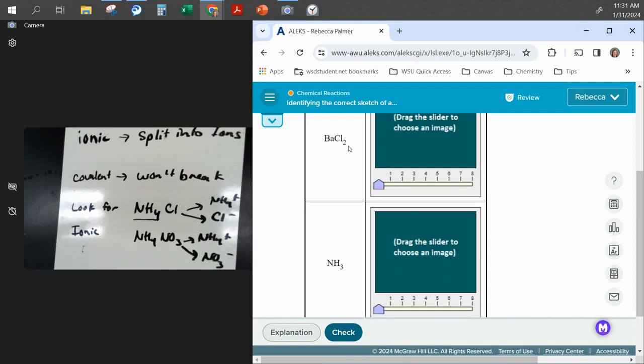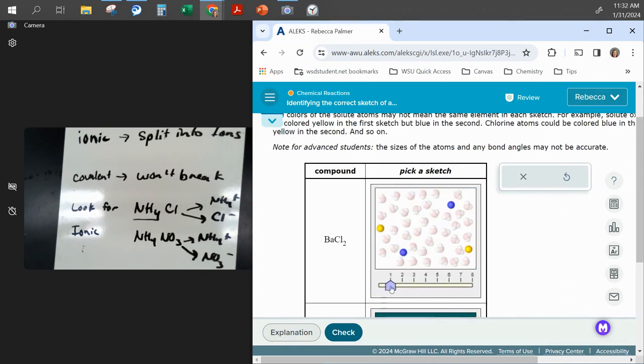Okay, so the first one, I look at this one and I see barium as a metal. So I know this is ionic. So I'm going to look for barium, and then I'm going to look for 2 chlorine ions floating around. This one we have to make sure that I have a 1-to-2 ratio in the solution, and I only have 2 types of elements. So let's see. This one is a 1-to-1 ratio. That's not true. I need 1 barium for 2 chlorines. This one is not true because they're not broken apart. This one looks good because I have 1 barium for 2 chlorines, 1 barium for 2 chlorines.